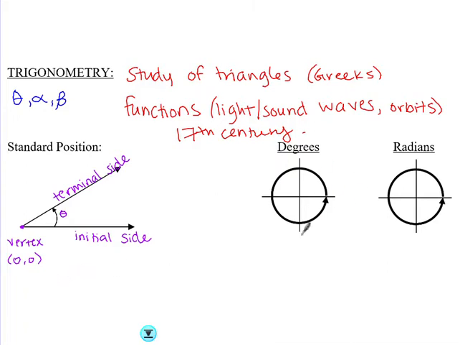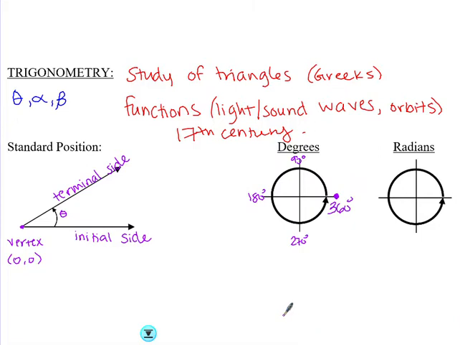So if we look at a graph, the initial side is typically the positive x-axis, and then you go around counterclockwise. You all are familiar with degrees, so if we are starting here, this would be 90 degrees, this would be 180 degrees, this would be 270 degrees, and a full circle would be 360 degrees.